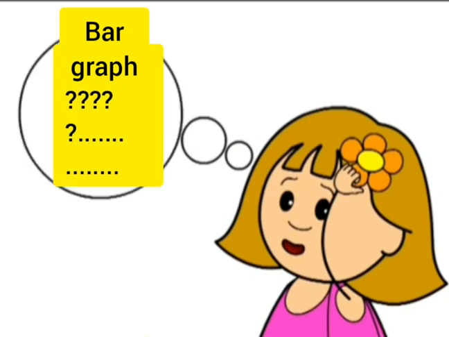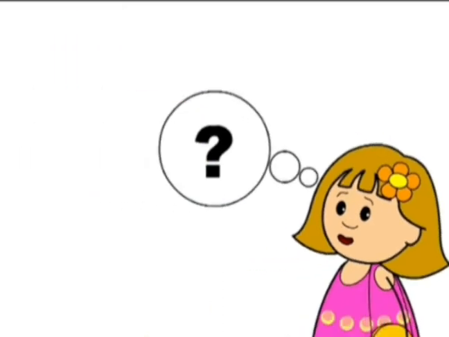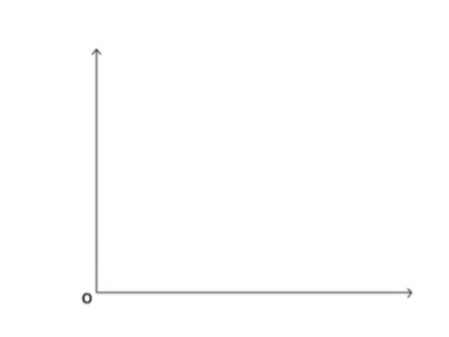Today we will learn bar graph, which is another form to represent data. Do you know what is a bar graph and how to draw it? So in today's class, let's learn to draw a bar graph. In a bar graph, a horizontal line is drawn from right to left, and from top to bottom another vertical line is drawn meeting the horizontal line at its left end.